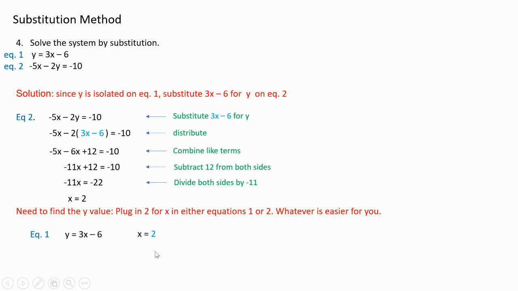So all we do is plug in the 2 for the x, right where the x goes. And then it would be 3 times 2 is 6. 6 minus 6 is equal to 0. So x equals 2, y equals 0. So what's my solution? It's (2, 0). And again, this is consistent. And why am I doing this? So maybe this can stick in your heads, that this is called a consistent independent system.